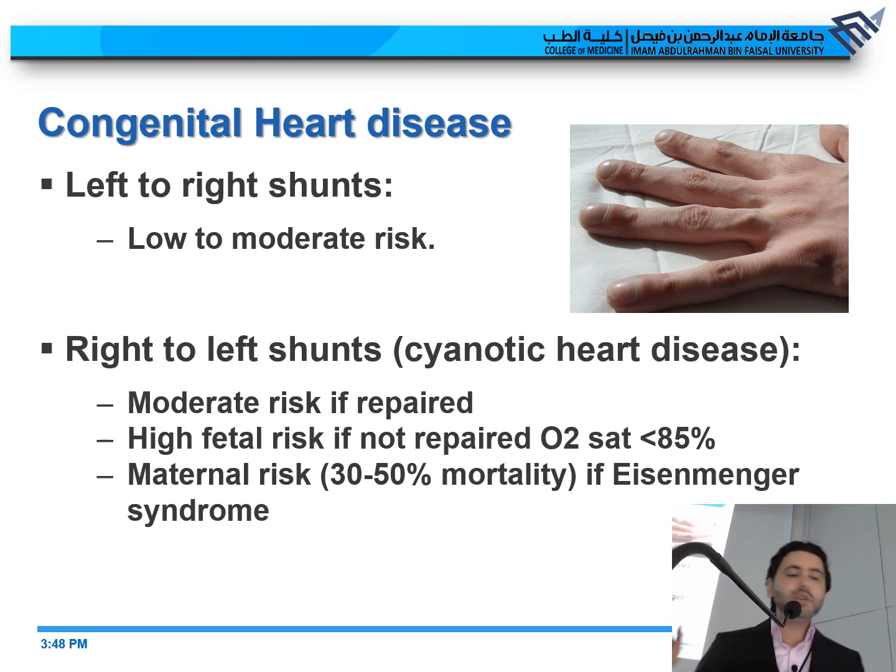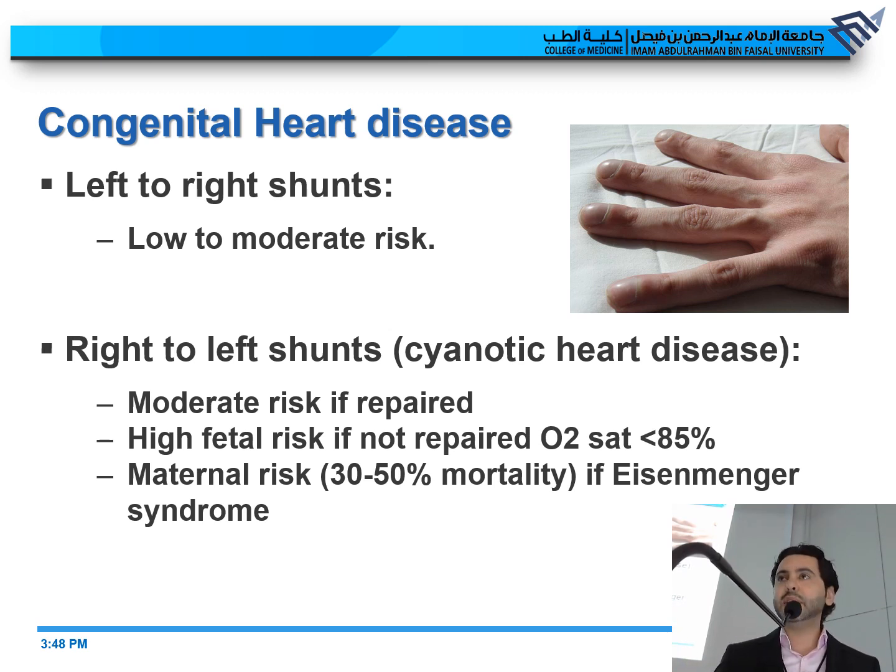In general, in congenital heart disease, if there is a shunt, if it is a left to right shunt, from the left side to the right side, the oxygenated blood will shunt to the right side. There is no cyanosis, no big deal. Usually low risk, maximum moderate risk, they can tolerate. But when the opposite happens, you have a right to left shunt. You have unoxygenated blood going to the left side, to the systemic circulation. So you have cyanosis.